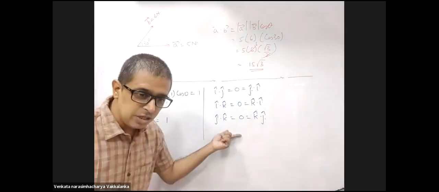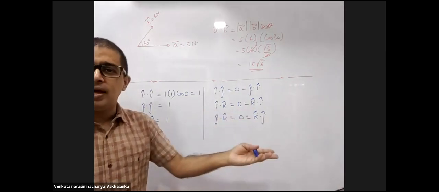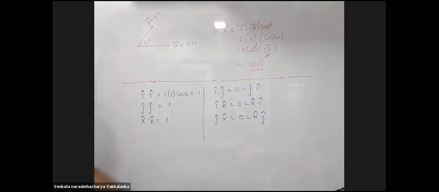Now that you know these values, multiplying vectors in terms of I cap, J cap, K cap will not be difficult. I will take an example, take it down.